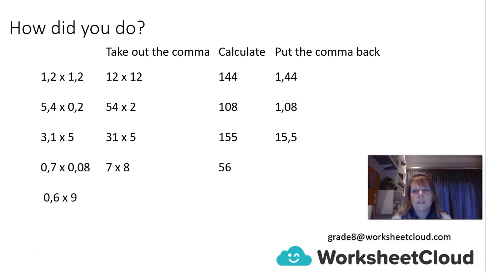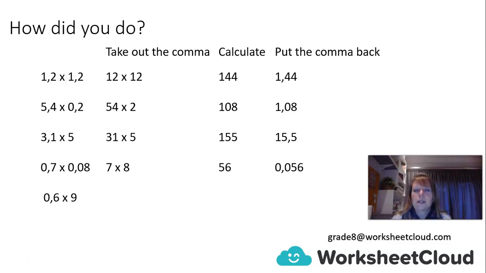That's going to give me 56. And I have to count the decimal places in my number sentence again. I'm going to have 3 decimal places there, which means I've got to have 3 decimal places in my answer, which is going to give me 0,056. Everybody happy? Right, let's look at the last one.